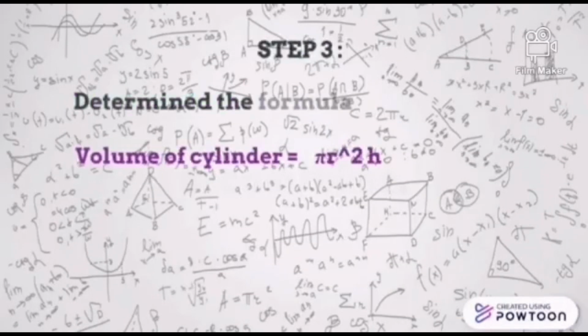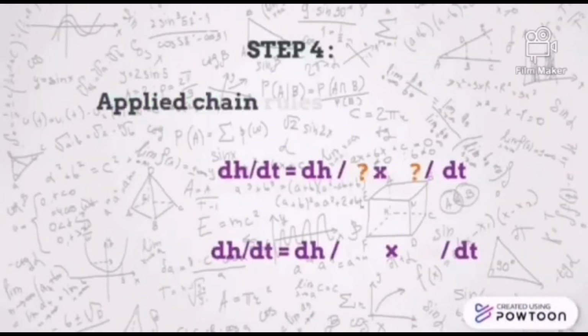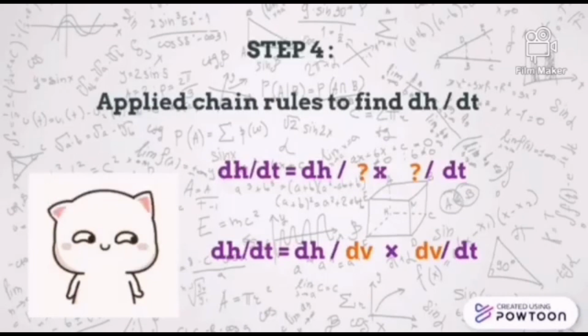After that, we know the formula for the volume of a cylinder is pi r squared h. We also know that the radius is 10 meters in this question, so we have to find the height. So, we will use dH over dt here because we have to find the fluid level changing, and the keyword is level, so it represents height. Based on the question, we have decided to find height.